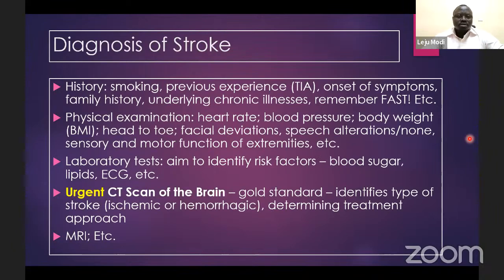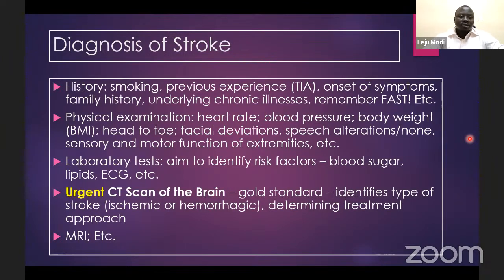How do we diagnose a stroke? In the health facility, the health personnel will ask for history. Important is smoking history. Does this person smoke? Has he or she been smoking? Did this person experience a similar kind of situation before, in the case of a TIA? Or is it something sudden or something that has been developing gradually over time?